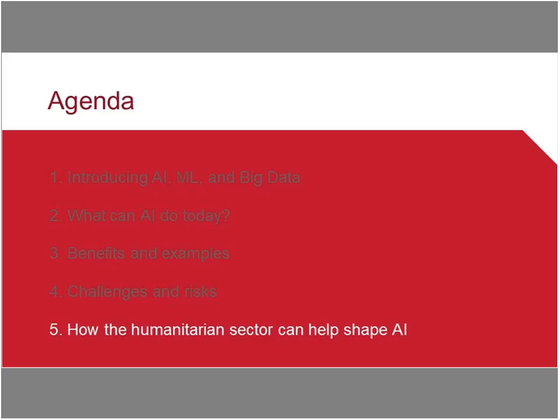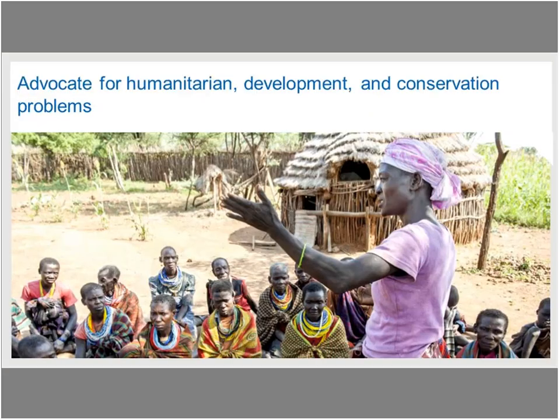So for this last section, I want to get practical. And I want to talk a little bit about what we and our organizations can do to help shape the development of AI. Next slide, please. So in our report, we make a bunch of recommendations, but we boil these down into 4 really big high-level recommendations.